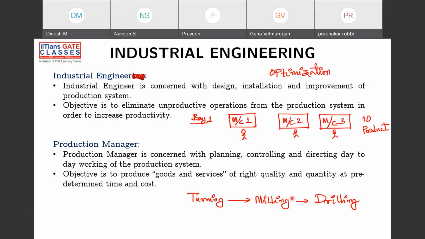And also he has to undertake this routing system. Routing in the sense that the material has to be turned first, then milled, then drilled. Everything has to be taken care of by the production manager. He is very responsible for that. If you are an industrial engineer, you're not going to care about whether turning is done first, milling is done first, or drilling. You're not going to care about it.